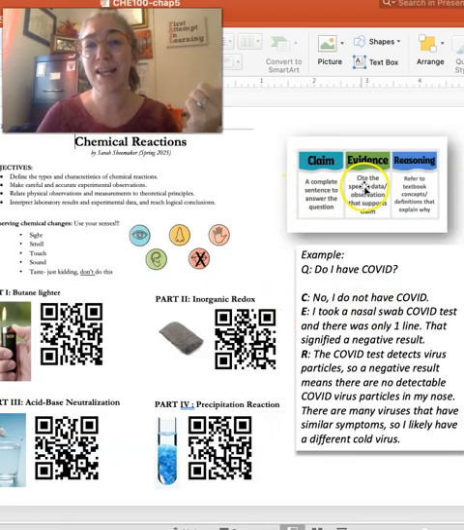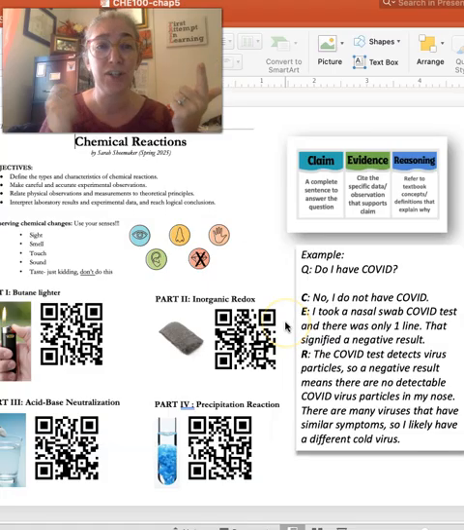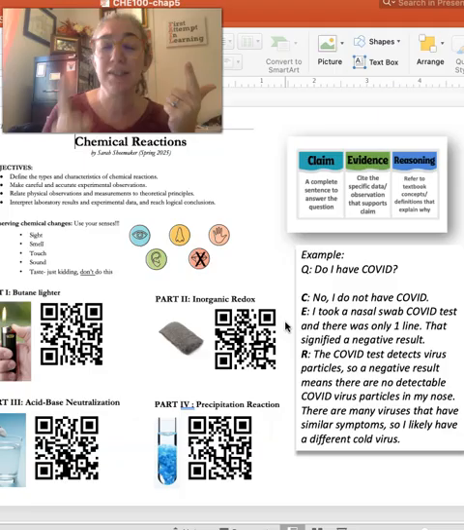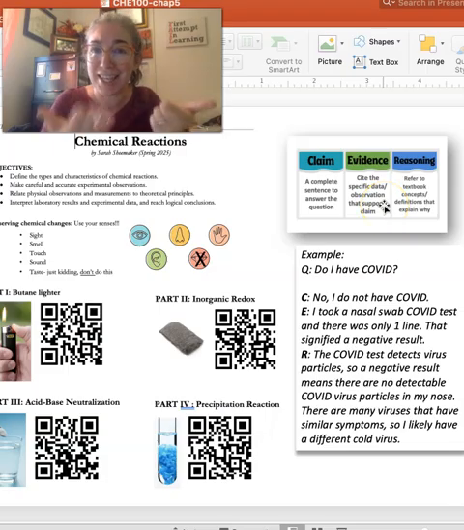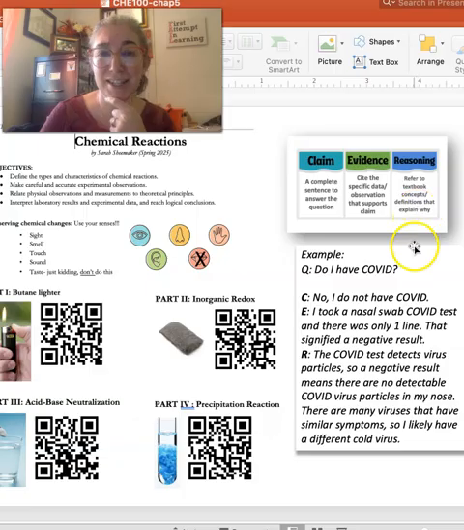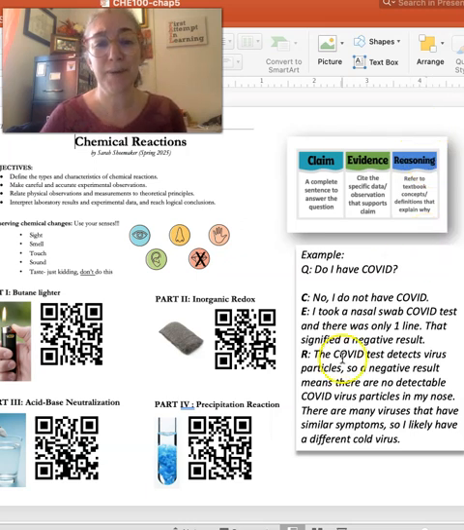The evidence that I don't have COVID is that I took the nasal swab test and there was only one line. One line means it's a negative test result. So that is my evidence. I'm clearly stating the results of the tests that I did that give evidence to my saying, no, I don't have COVID. And then the reasoning behind that is explaining why that negative test result means I don't have COVID.